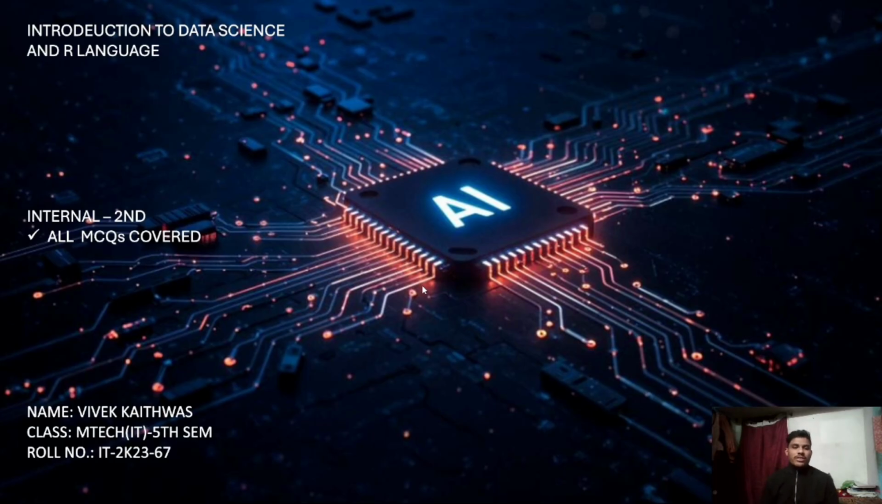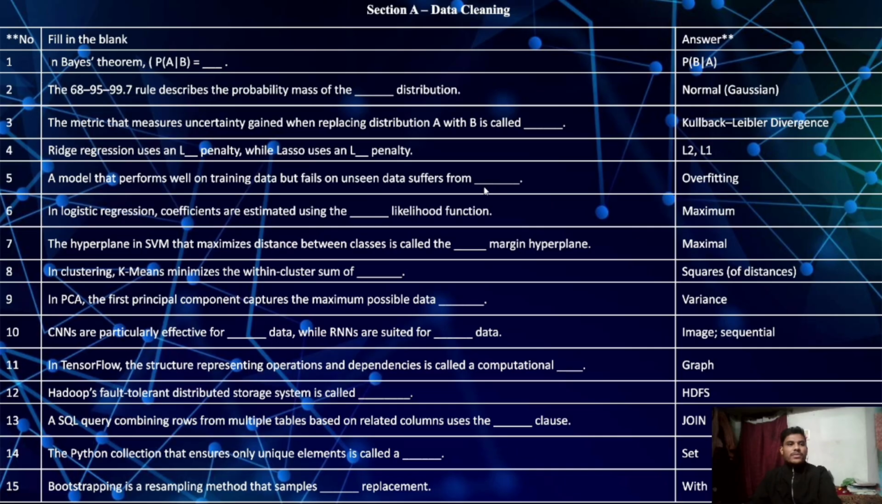In this video, we will be discussing the internal second question paper of the subject Introduction to Data Science and R language. Now, let's start the video. First, section A is data cleaning.